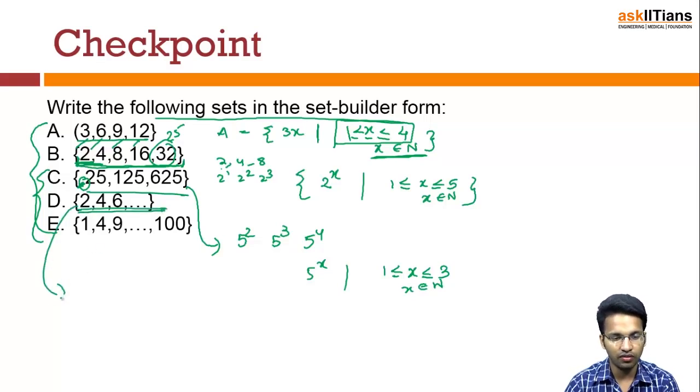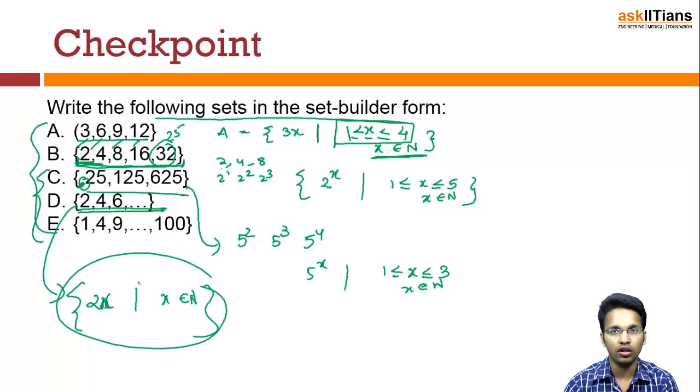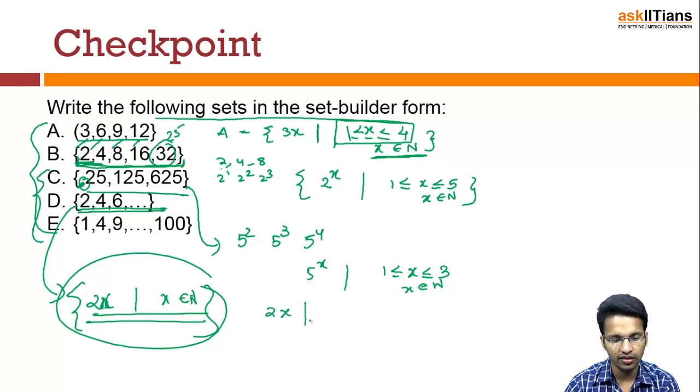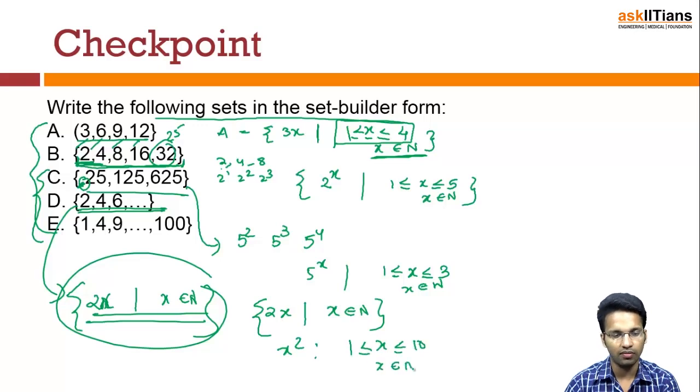For this, those who are able to figure out, this is just 2n or 2x, where you can say x is belonging to natural numbers. That's why this is very useful. You're not listing all the elements, you're just applying the condition. I'll write it neatly again. This is 2x such that x is belonging to natural numbers. Okay, the last one is again x square, where x is 1 to 10 and x belongs to natural numbers. So this part was quite easy, I guess.